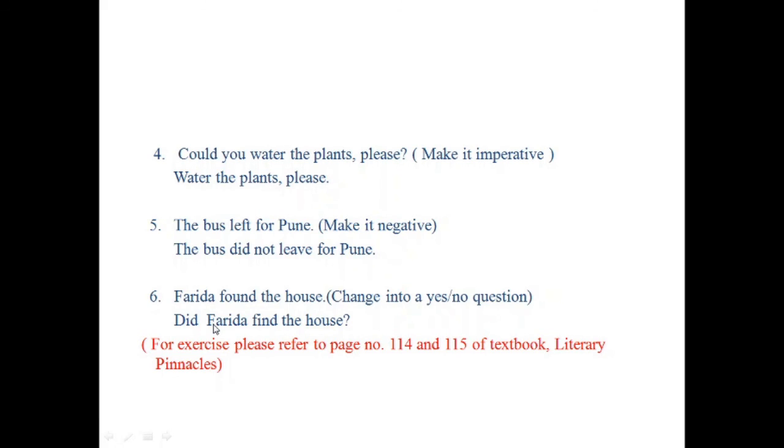Let us see the next example. Farida found the house. Change into a yes no question. Farida found the house, and we are asked to make it a yes no question. Let's make the yes no question. Did Farida find the house? If we make it, we get the sentence as, did Farida find the house?